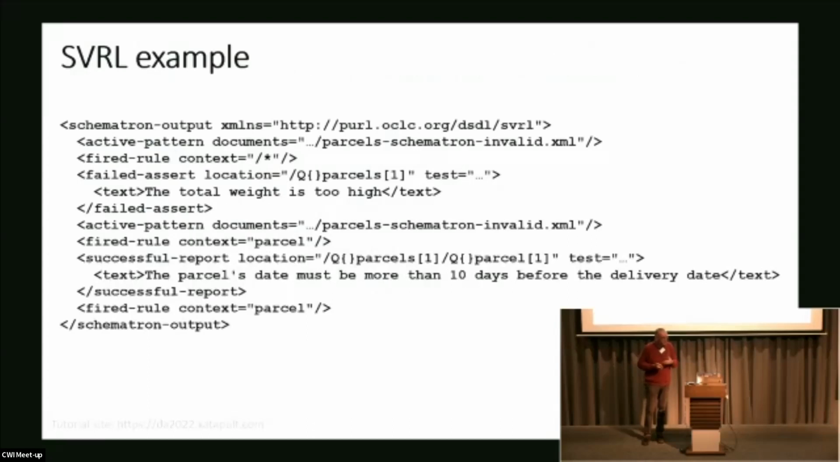Here is what an SVRL looks like. The basics of SVRL are a linear list of what the processor is doing. You can see it activated a pattern, it fired a rule, an assert failed, and so on. Lots of these things. It's just a linear list.